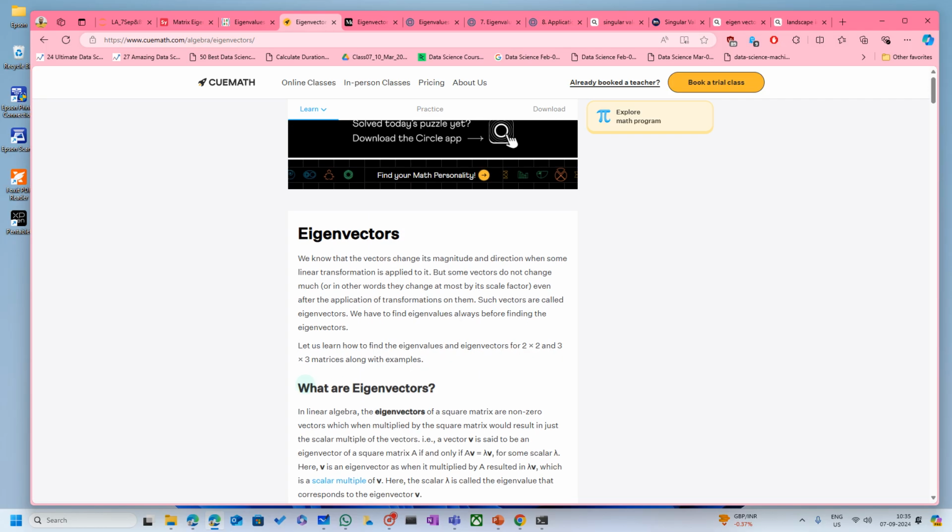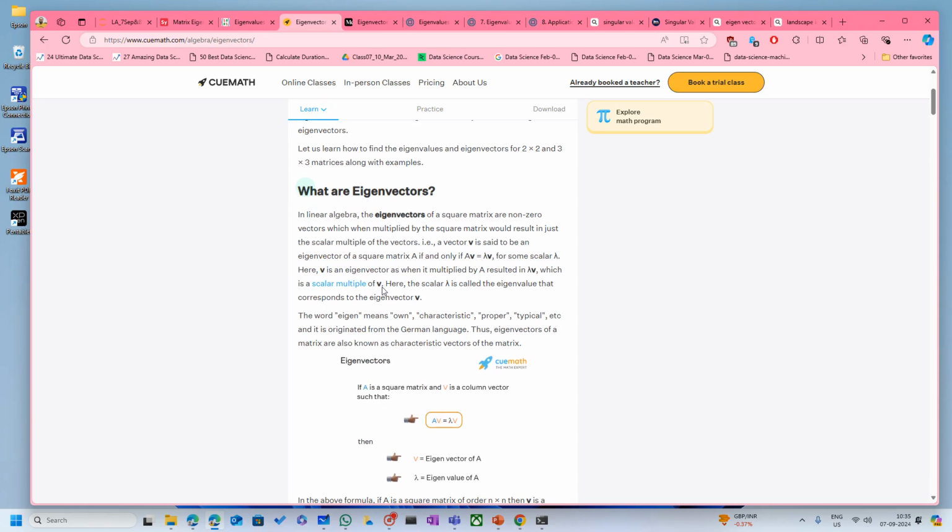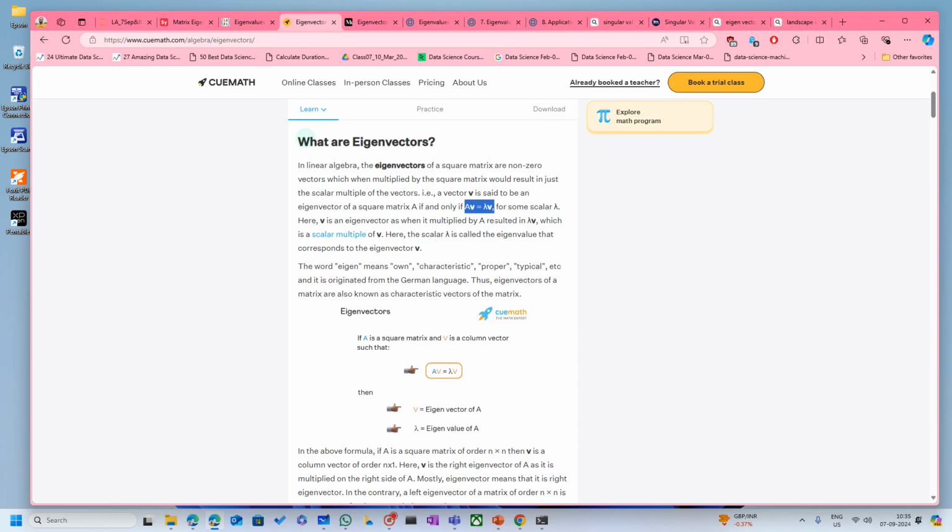If you go directly by the definitions, eigenvectors, first of all, come from a square matrix, and they are non-zero vectors. When you multiply that square matrix with the vector, it is the same as multiplying a scalar with the vector. Hence this relationship: Av equals lambda v.